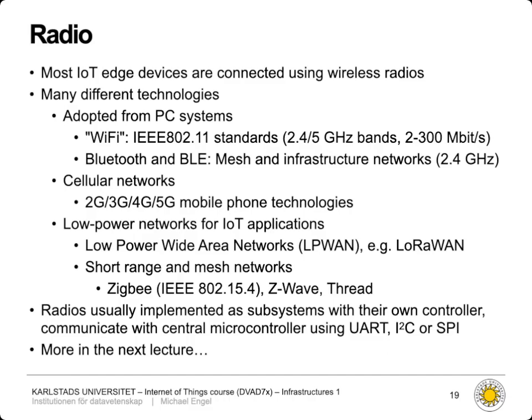What's interesting, and what you've seen before, is that these radios are usually bought and implemented as separate subsystems on their own little PCB. They have their own controller handling all the radio reception and transmission, error correction, and so on. These usually then communicate with the central microcontroller using a UART, I2C, SPI, or in your mobile phone, they might even use USB as an internal communication medium for high-speed data transfers. More on this, as I said, in the next lecture.